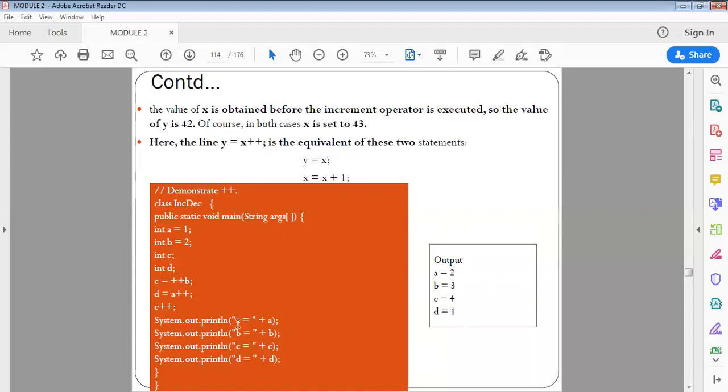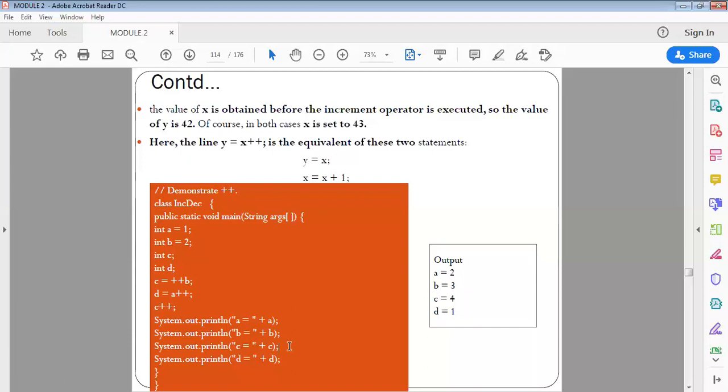So what is the value of a? So c = ++b. So b is incremented, so the b value will be 3. Next, d = a++. So what will be the a value? The d value will be 1 and the a value will be 2. Similarly, c++. What is the c value you have? The c value will be 3. As you increment, it will go on to 4.